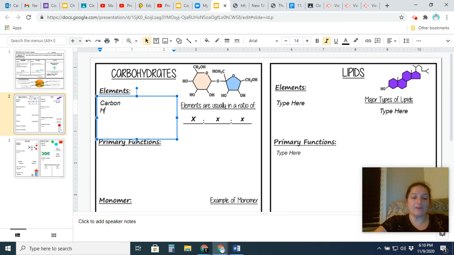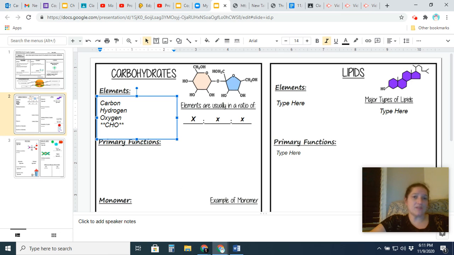Carbohydrates also are made up of hydrogen and oxygen. And you will hear me say CHO a lot because CHO, of course, stands for carbon, hydrogen, oxygen. Those are, of course, the three elements that make up all carbohydrates.